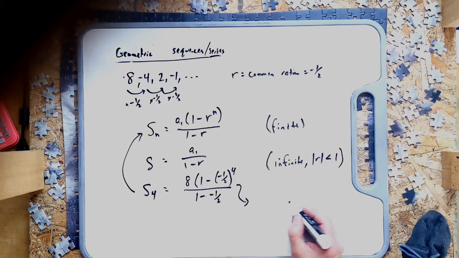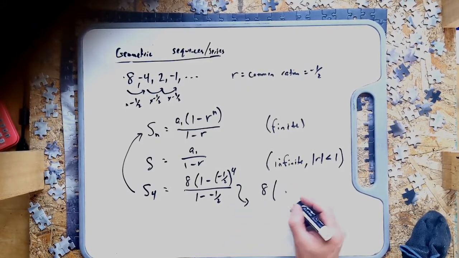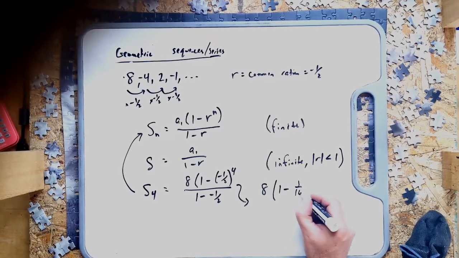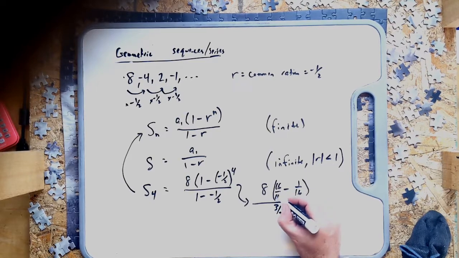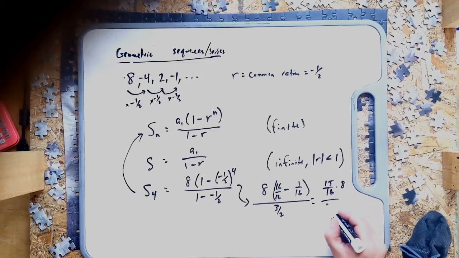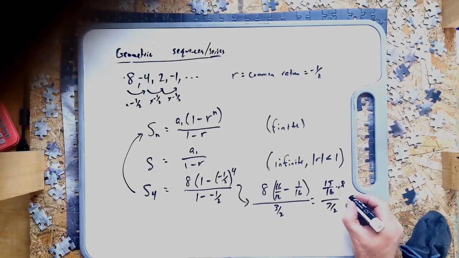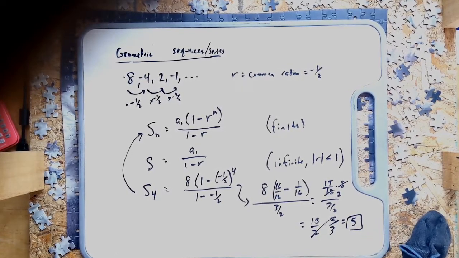Let me simplify down here. 8. That negative 1/2 to the 4th is 1/16. So this is 1 minus 1/16. 1 minus negative 1/2 is 1 plus 1/2, or 3/2. Still doesn't look like it's going to give you 5. But I'm going to convert that to 16 over 16. And that gives me 15 over 16 times 8, divided by 3/2. This cancels this and you get 2, or 15 over 2 divided by 3 over 2. Flip and multiply, and you get 15 over 3, or 5. There we go.